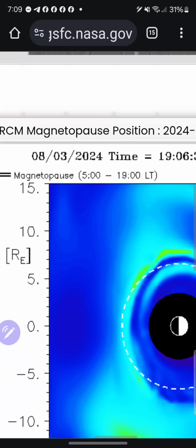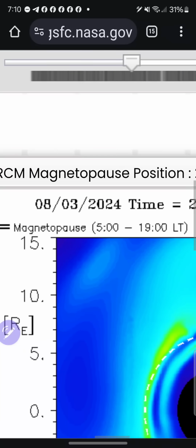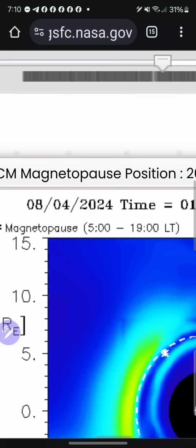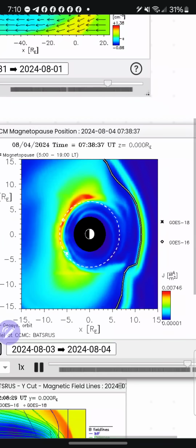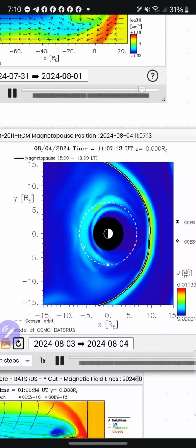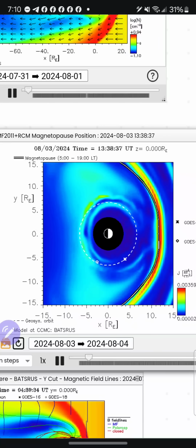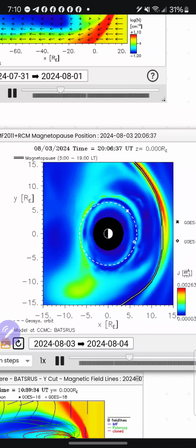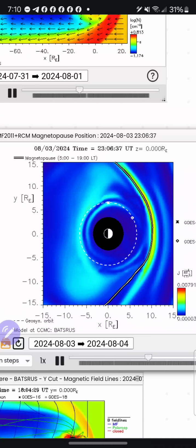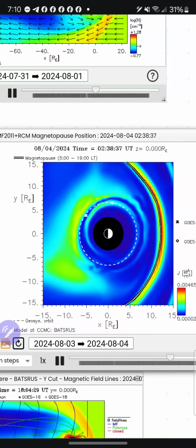This is the Magnetos pulse, my people. This is from current time right now, going back on the 4th, August the 4th, 2024 on this Gregorian calendar, last 24 hours. So right now, from the time that I post this video, it is 7:10 a.m. Eastern Standard Time, going back 24 hours with our planet and the sun.